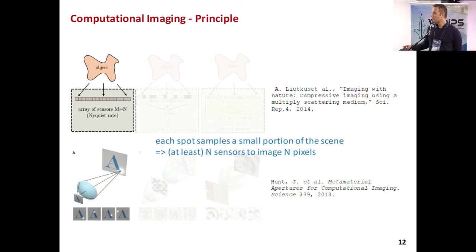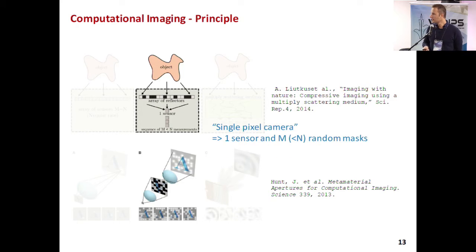Here I borrowed these figures from two papers that refer to optics, but we will see that we can translate it to lower frequency microwaves later. Typically, in the traditional system, you want to image this object, and you need more or less as many sensors as pixels to image. Okay. You can see it also like this with your lens and one sensor. You move your sensor behind your lens, and you have one spot that is moving in order to image each pixel of your scene. Okay.